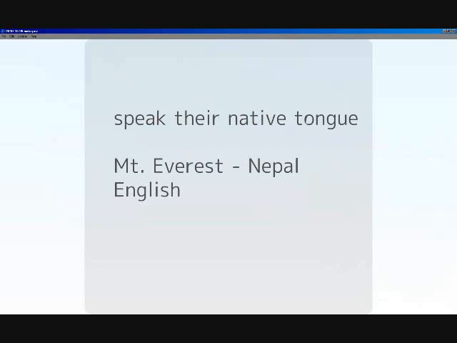Here's another important one to remember. When you're developing headlines, you want to speak your audience's native tongue.